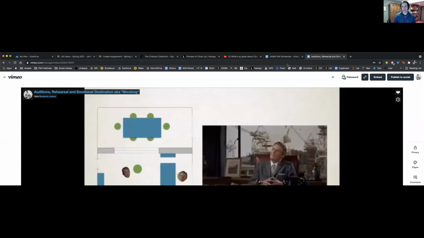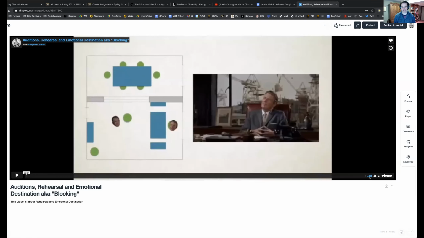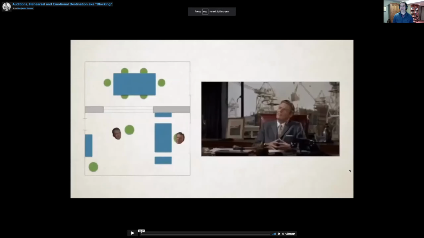It's a very simple document that I'd like you to produce in a sense. And it should just look something like this. This is an example from the analysis of a scene from Vertigo, which I included in one of last week's lectures on auditions, rehearsal, and emotional destination. So this is just a screen grab from that lecture.